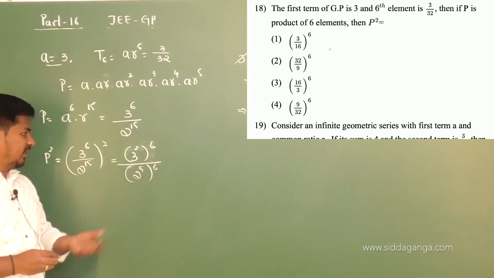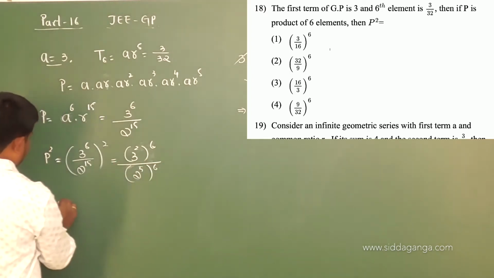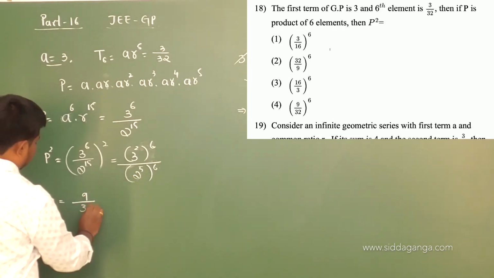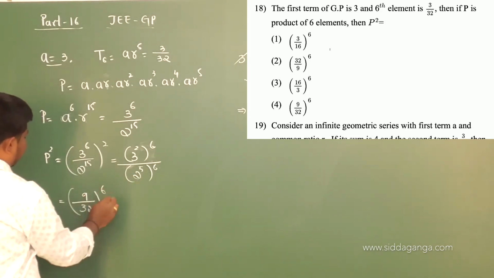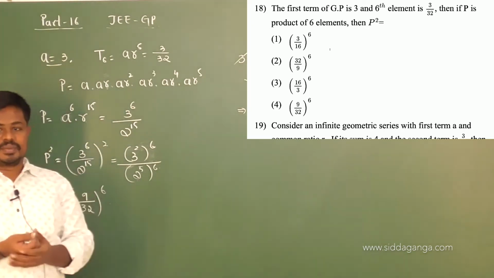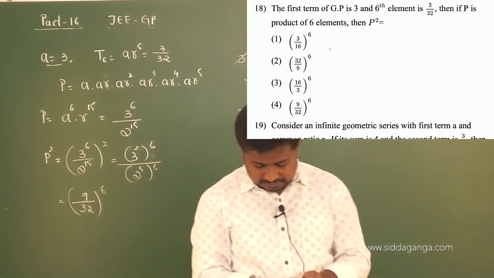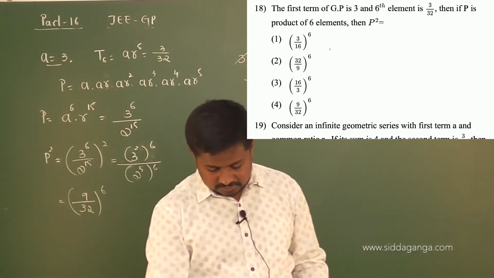So I just rearrange this as 3 square whole power of 6 over 2 power of 5 whole power of 6. So 3 square is what? 9, and 2 power of 5, that's what? 32. So 9 by 32 whole power of 6 is the required answer. That is option 4th is the correct one. 9 by 32 whole power of 6. 4th option is the correct one.